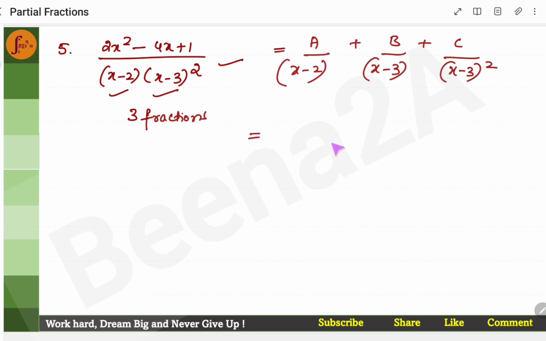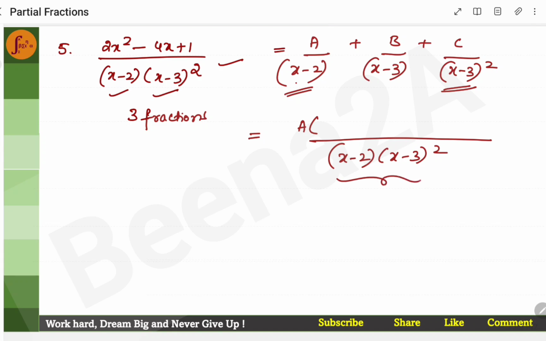Now what will the LCM be? Simple. Just take this one and take this one. The repeated factor and this one. So you'll get x minus 2 and x minus 3 the whole square. This is the LCM. Now what should I multiply with the denominator of A to get this? I already have x minus 2, right? I'm left with x minus 3 the whole square. So I should multiply x minus 3 the whole square with A. So A into x minus 3 the whole square.